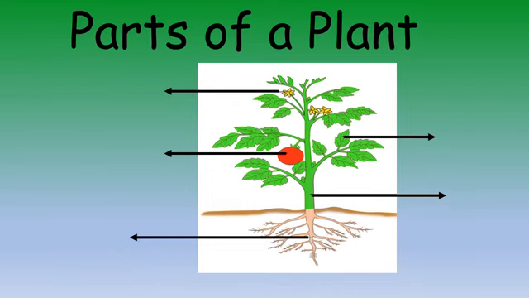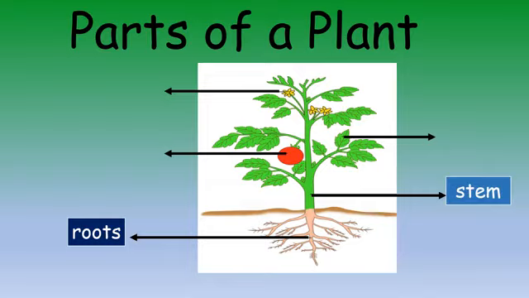Parts of a plant. This is a picture of a plant. Now let's have a look at the different parts of a plant. These are the roots. The root fixes the plant to the ground. It also takes in water from the ground. This is the stem. The stem holds up the plant. It also carries food and water to the different parts of the plant.